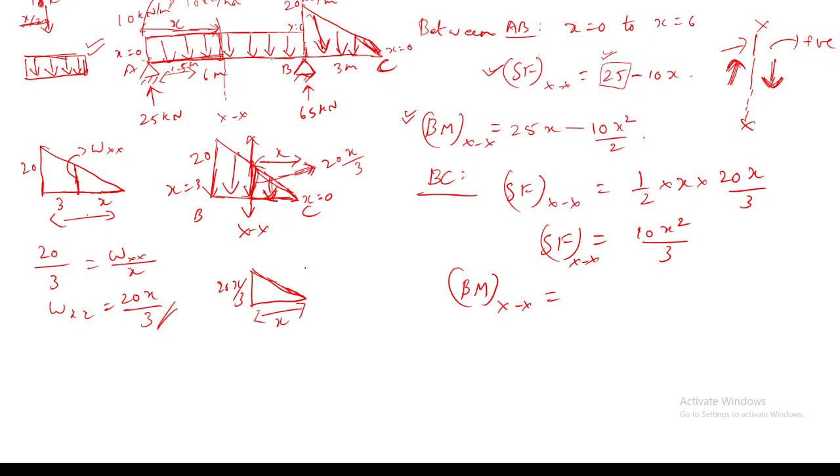What should I do now for calculating the bending moment? First I have to find the total area of this triangle, and then locate the total load at the centroid of this triangle. That is the procedure. So what will be the total load of this triangle? It will be 10x squared by 3, and it will be acting at a distance of x by 3 from this side.